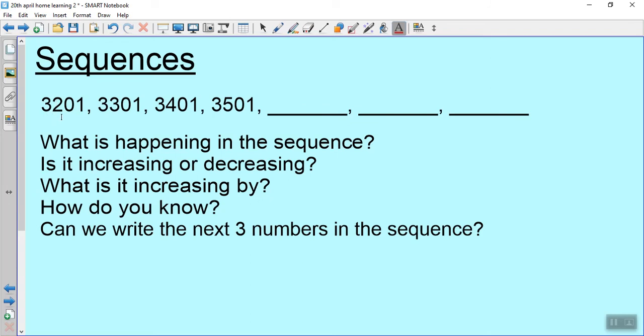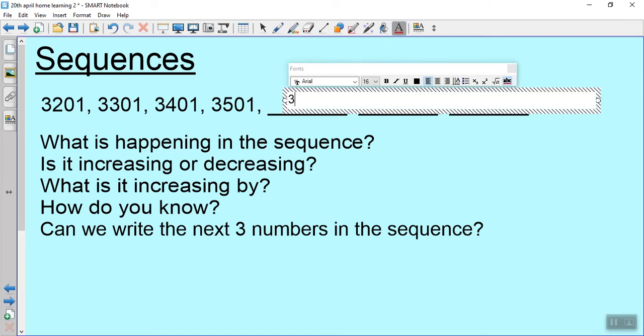I've got 3,201, 3,301, 3,401, 3,501. The ones are staying the same, the tens are staying the same, and the thousands are staying the same, but the hundreds column is changing. It's going 2, 3, 4, 5. So the hundreds column is increasing, it's going up by 1 every time. So we're adding on 100 every time. We need to write the next 3, add 1 more to the hundreds column.